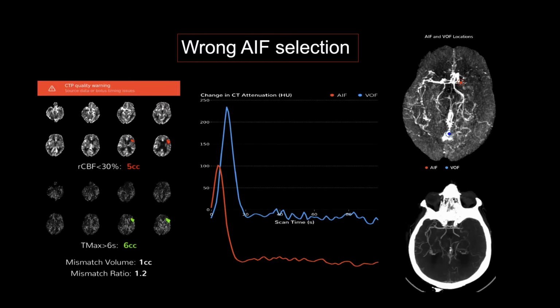So in summary, the technical checklist is the first thing that we should be doing before we start making decisions based on the CTP. Look for the time density curve, make sure you've got an adequate TDC, look at the arterial input, the venous input, and of course, look at the motion. So now that we have done our technique checklist, we will move on to the next module.